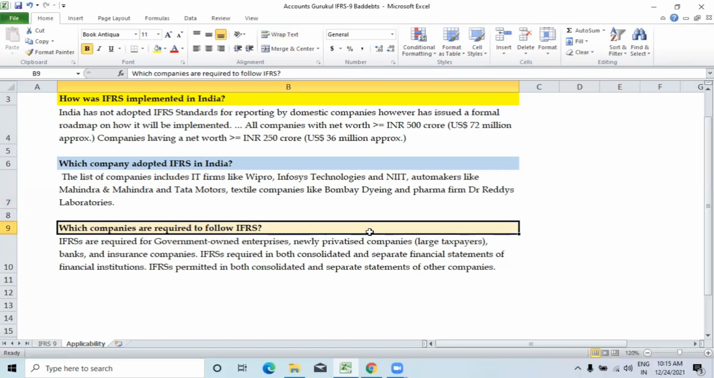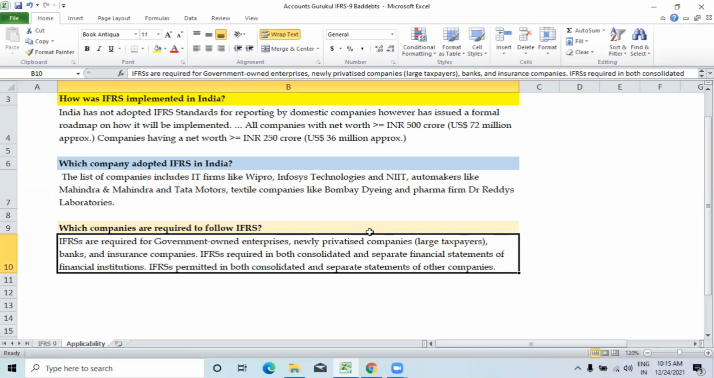Which companies are required to follow IFRS? IFRS is required for government-owned enterprises, newly privatized companies, large taxpayers, banks, and insurance companies. IFRS is required for both consolidated and separate financial statements of financial institutions. IFRS is permitted for both consolidated and separate statements of other companies.